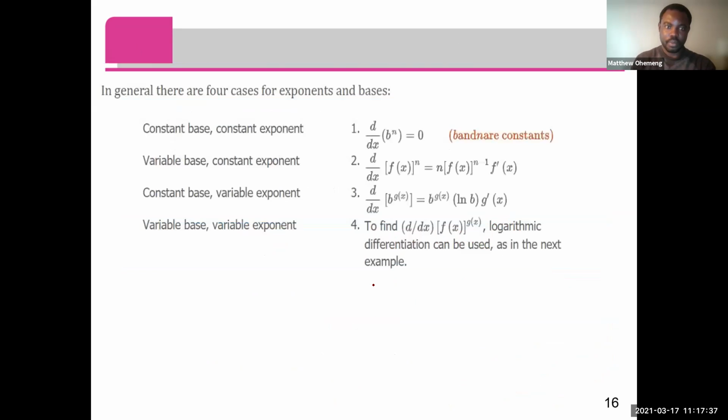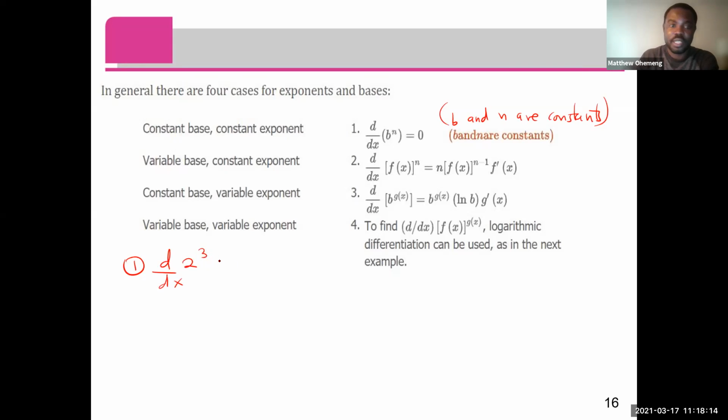Now, in general, this is a very important point to put across. Whenever you're dealing with exponents, there are 4 cases of exponents and bases. When you're trying to take the derivative, you may encounter something like this. Let's look at an example for the first one, where b and n are constants. When b and n are constants, an example is something like d over dx of, say, 2 to the 3. You know, 2 to the 3 is still a constant.